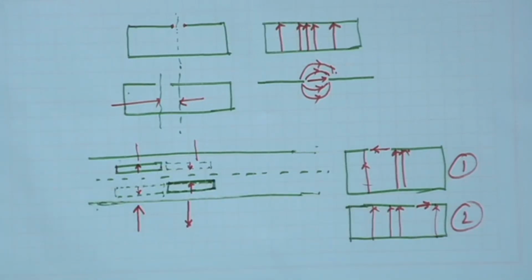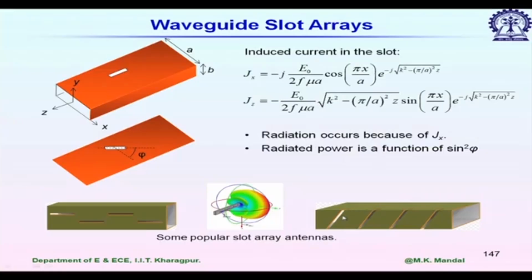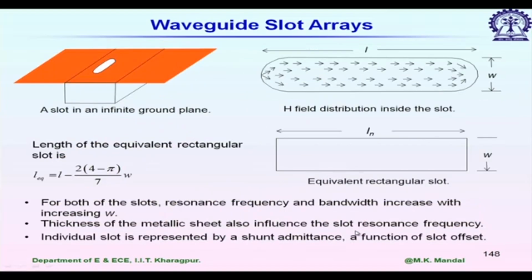So, that is how this array is designed. The right hand side figure shows the slot etched on the narrow wall. It is not actually an example of a resonant antenna, it is an example of a leaky wave antenna. We will discuss it later.